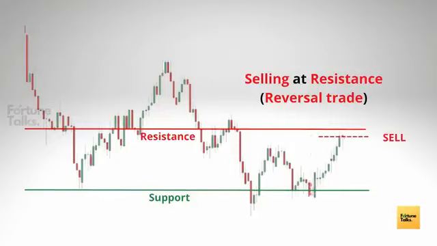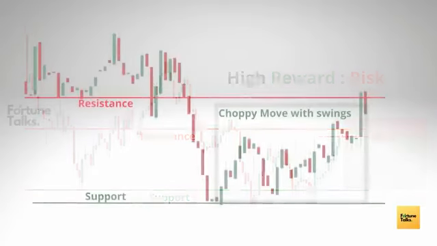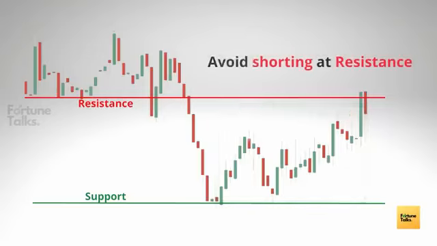The other reason is that the only place where you have to be afraid of the buyers coming back into the market is the support level. The advantage of taking a short trade at the resistance is that you can leverage the difference between the support and resistance level to obtain a high reward to risk ratio. However, on the downside, if you don't get a strong or momentum move into the particular level, and instead get a choppy move with a lot of swings like this, then it is not a good idea to short on the resistance.